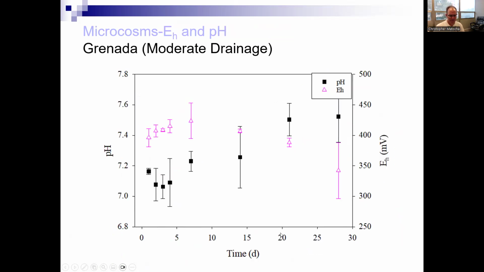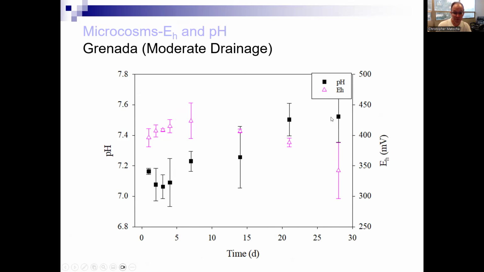Now, what happens here in terms of redox with the Granada? Well, the Granada is very oxidizing compared to the well-drained Feliciana. Notice here, EH values tend to be 400-ish, slight decrease, okay, slight decrease over time.